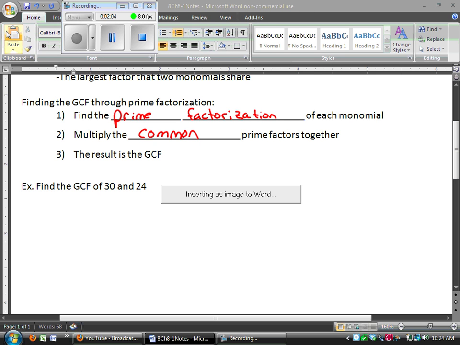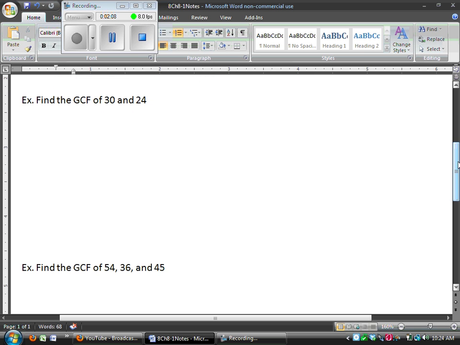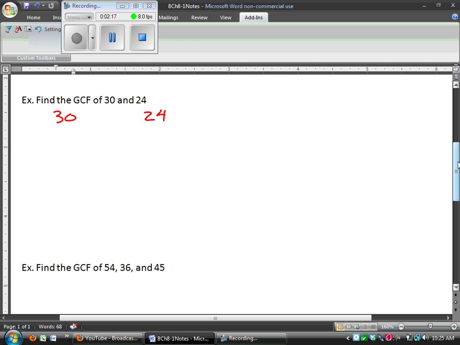Okay, so let's take a look at this first example. This is a very, very simple one, the GCF of 30 and 24. Now, some of you are going to look at that and know right away that the GCF is 6. But we're not always going to have a nice, easy setup like this. So let's go through the process. First, we do the prime factorization.